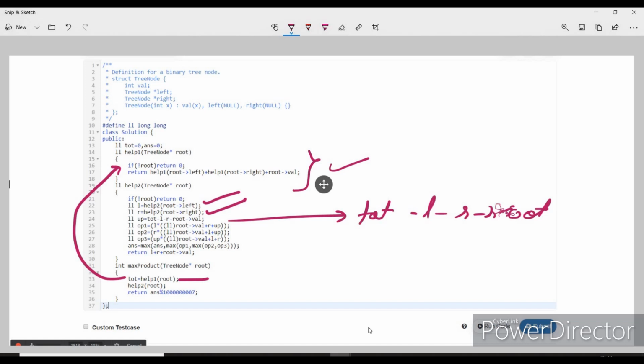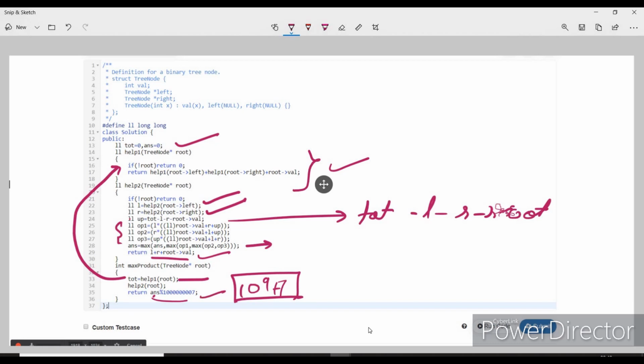Then these are the three options that we discussed. We will take the maximum of these. I have initialized this answer as a global. Then we will return left plus right plus root's value from here. So this is basically giving us the summation of the tree. We need to return the answer modulo 10 to the power 9 plus 7 so as to handle the overflow. So here we are returning it.